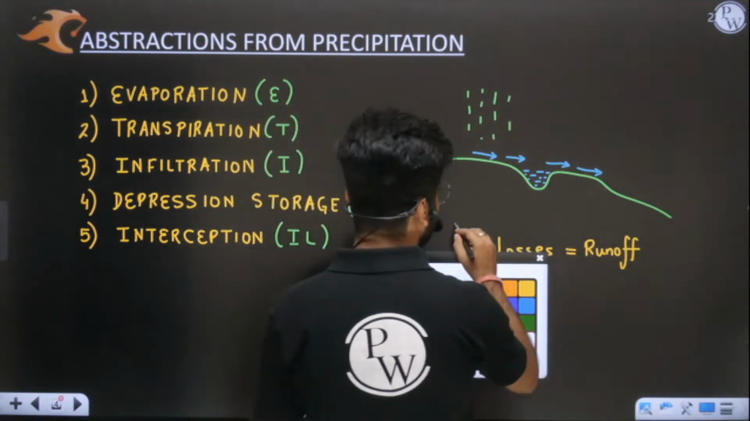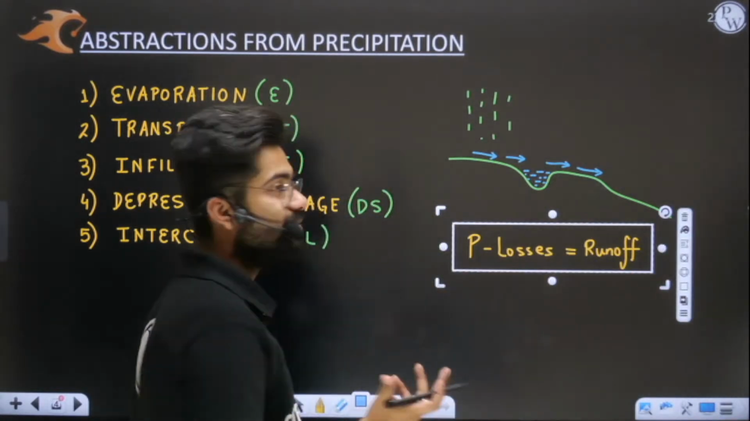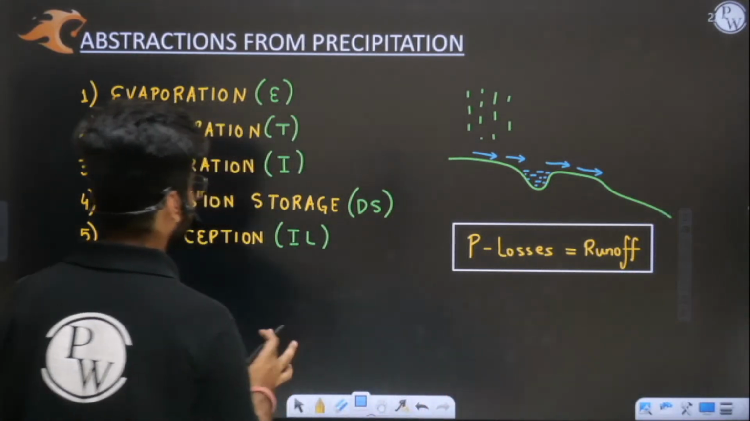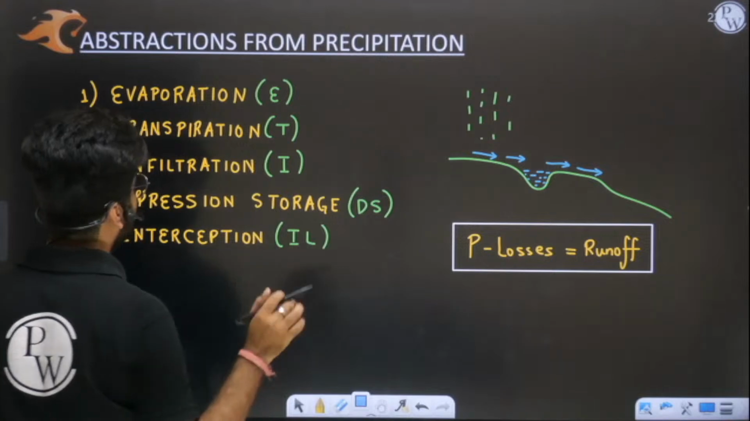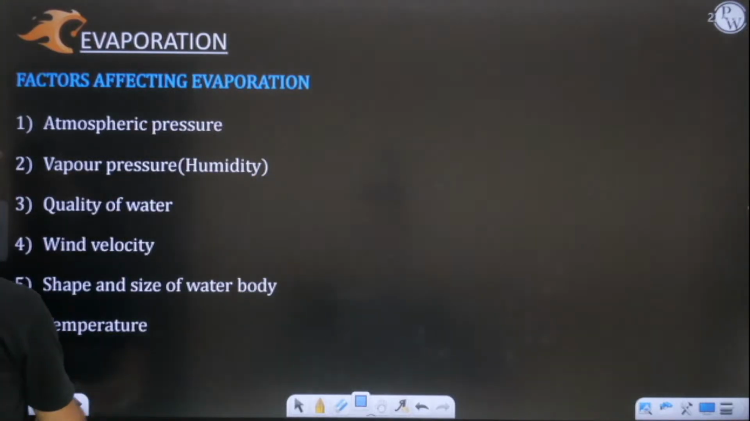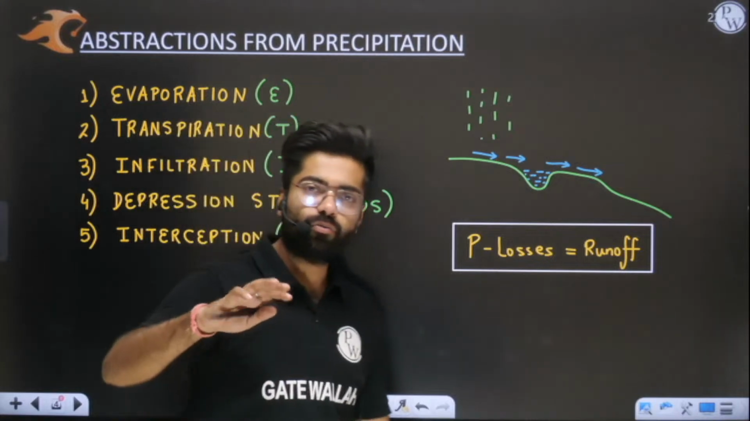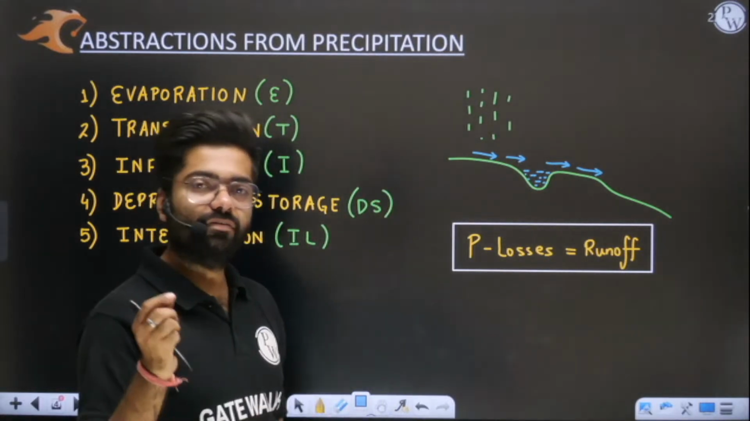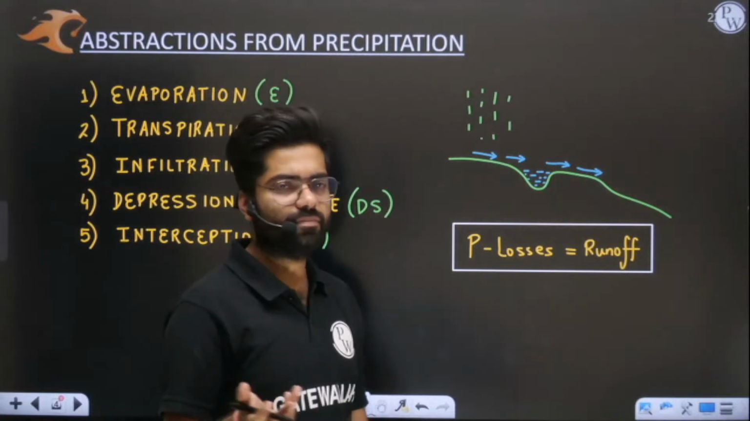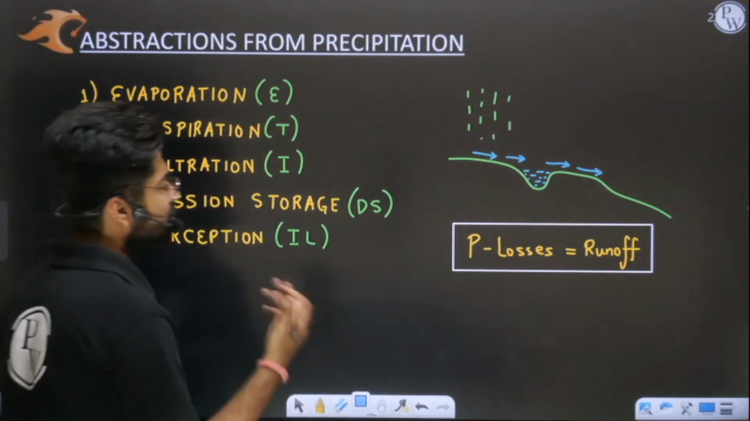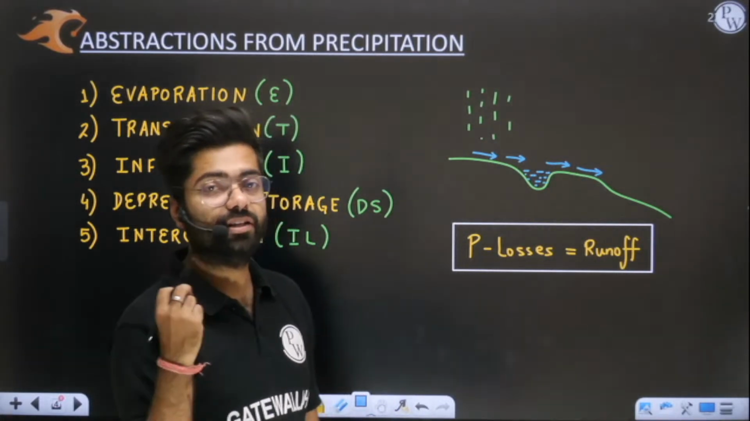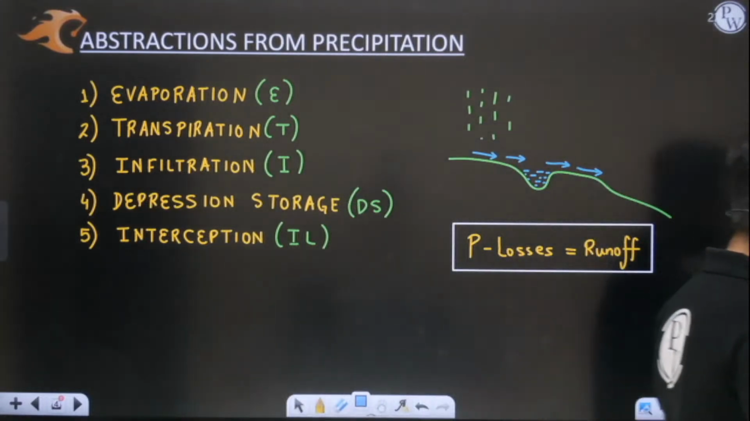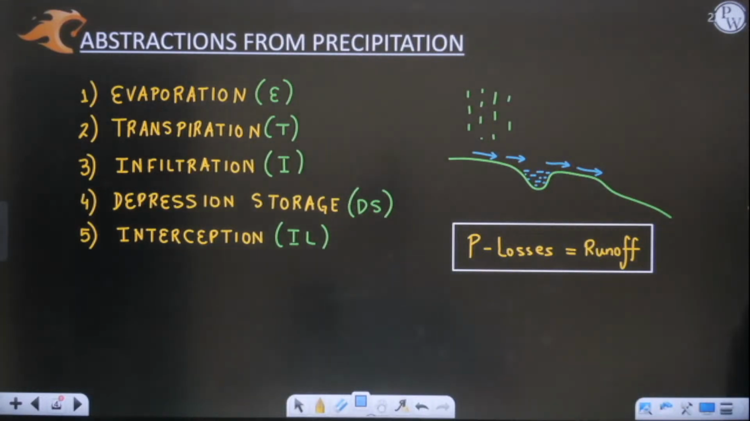Now we'll be discussing one by one all the different kinds of losses, what are the factors governing them, and how we measure them. This is the ultimate aim of our chapter. So firstly we are going to discuss evaporation. I hope you all know what evaporation is. Evaporation is simply the conversion of liquid state into gas state. Firstly, we will discuss the factors that govern evaporation. Can you tell me what they are? We have many factors which we are going to discuss one by one.